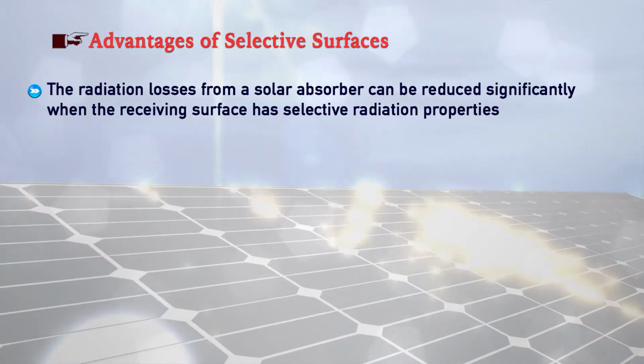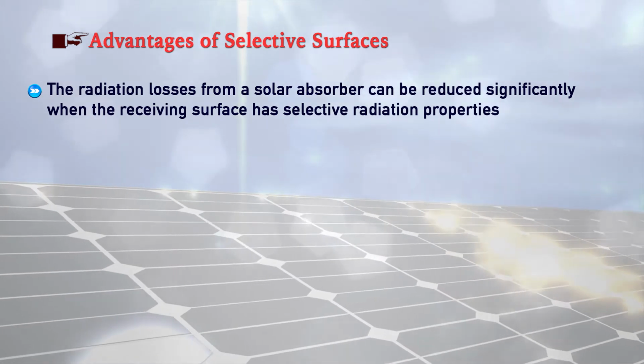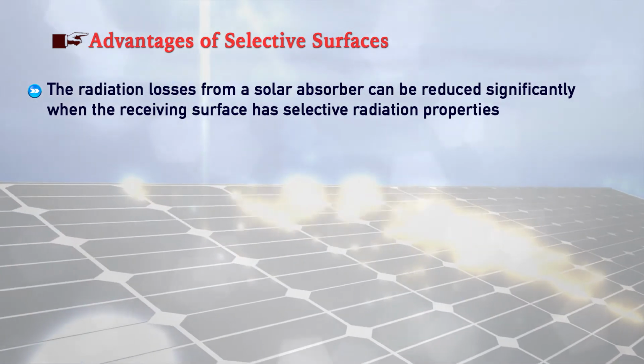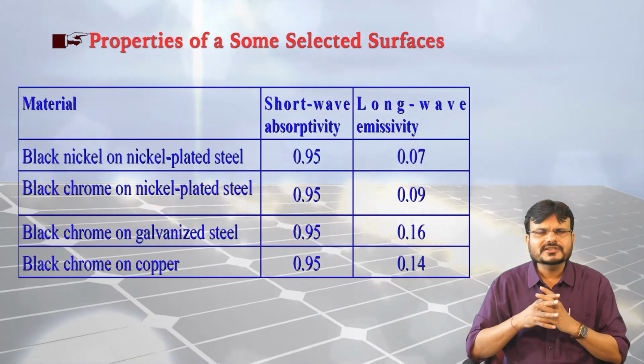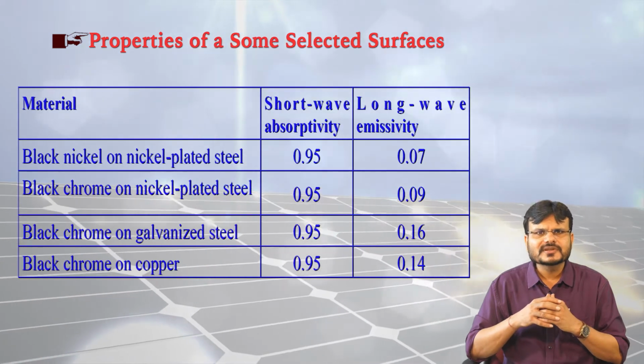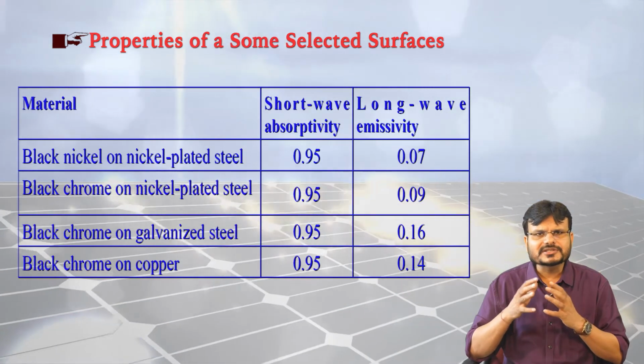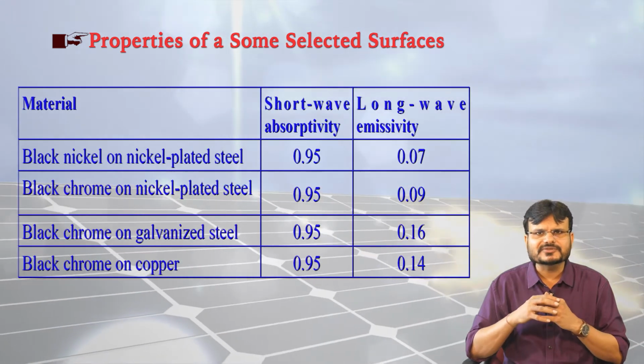So you will learn later in this course that solar energy absorbed by the solar collector is always in the process of losing the absorbed radiation to the environment by radiation, conduction and convection. Now we have to see what are the advantages of the selective surfaces. The radiation losses from solar absorber can be reduced significantly when the receiving surface has selective radiation properties. Here you can see the properties of some selective surface.